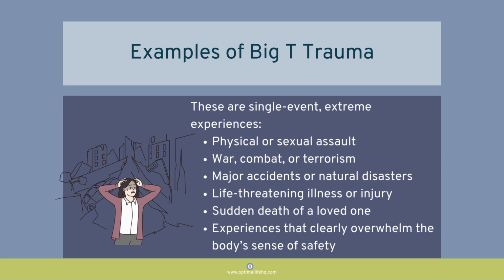Let's look at what typically falls under the category of big T trauma. Natural disasters, physical or sexual assault, war and combat, serious accidents, sudden loss of a loved one. These events are generally seen as traumatic across most contexts and often result in symptoms aligned with PTSD or complex trauma. But remember, not everyone responds the same way. One person may be deeply traumatized, while another might not be. It's not just the event, it's also the impact.